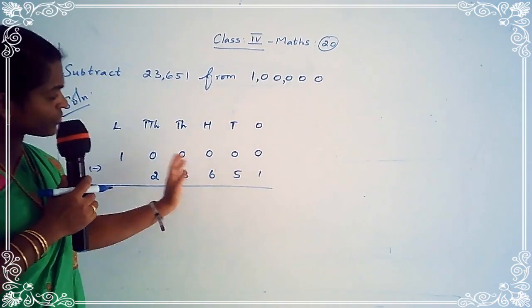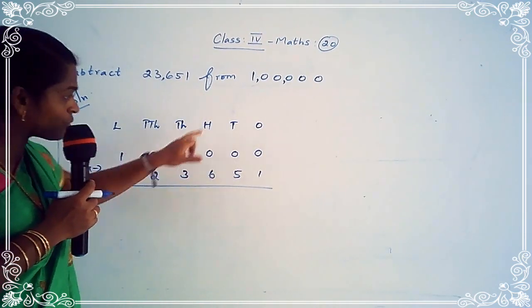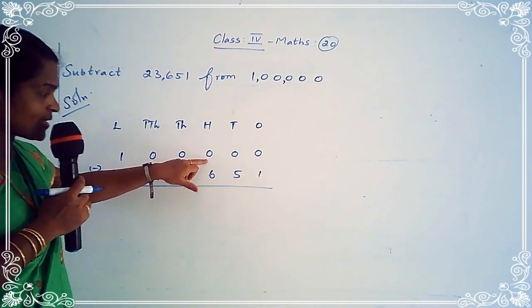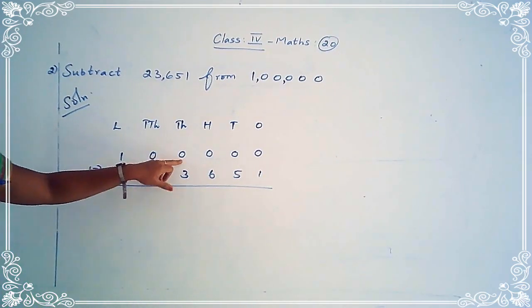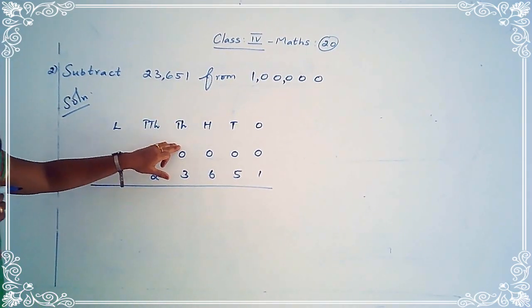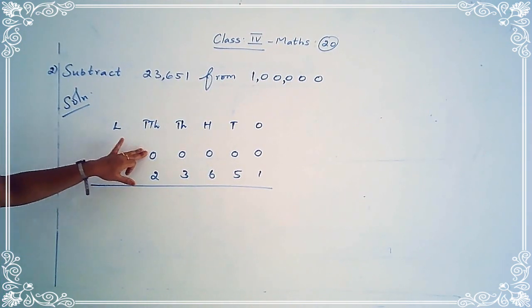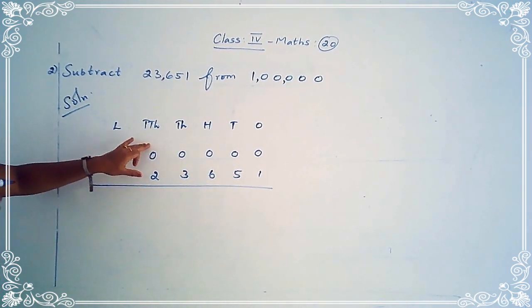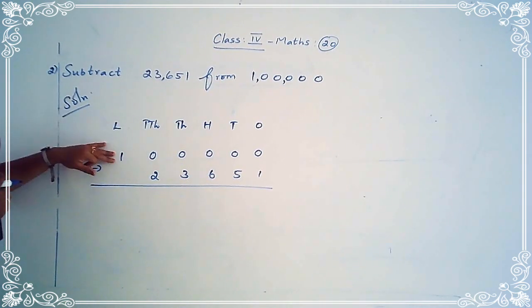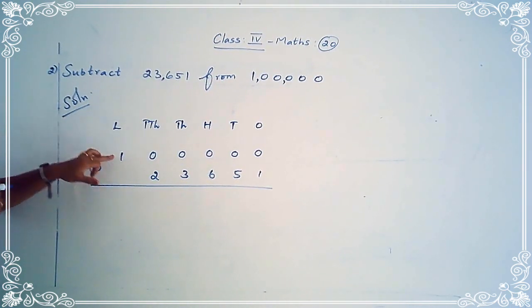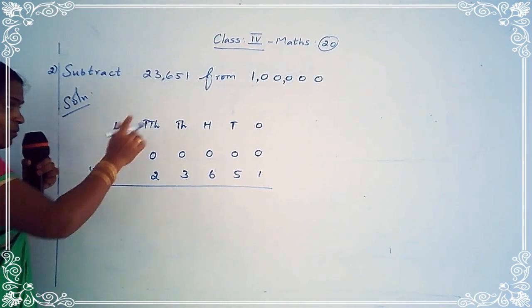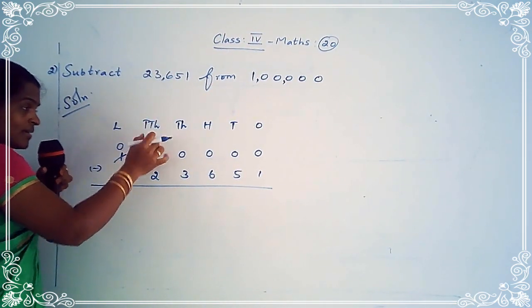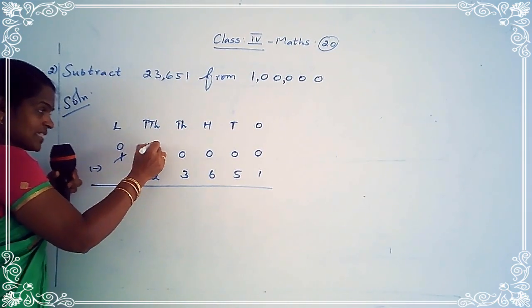The hundreds place also has 0, so go to the thousands place. The thousands place also has 0, so go to the 10,000 place. The 10,000 place also has 0, so go to the lakh place. Here the lakh place has 1. So you borrow 1, and 1 becomes 0. Now the 10,000 place has 0, so 0 becomes 10.